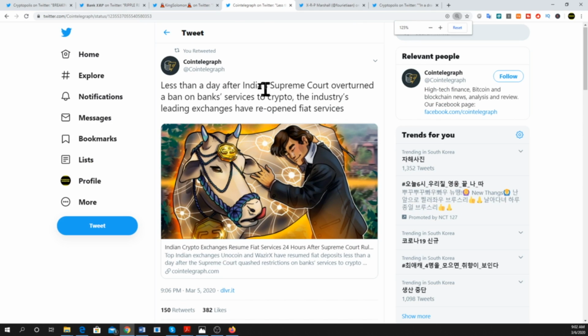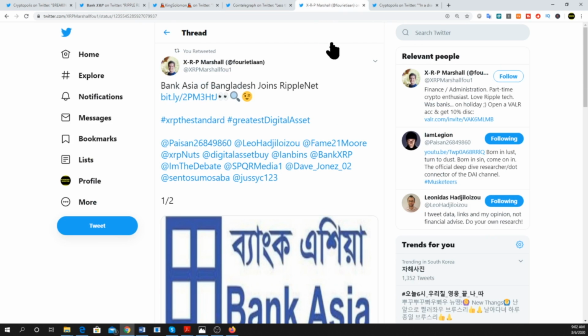Now this one is from Cointelegraph, and this is showing you, as soon as the Supreme Court of India changed its stance against crypto, the crypto exchanges are resuming fiat services. Before, you couldn't buy crypto with your fiat currency, the Indian rupee, whereas now you can. And exchanges are also starting money transfer services. So they are getting high on this one.